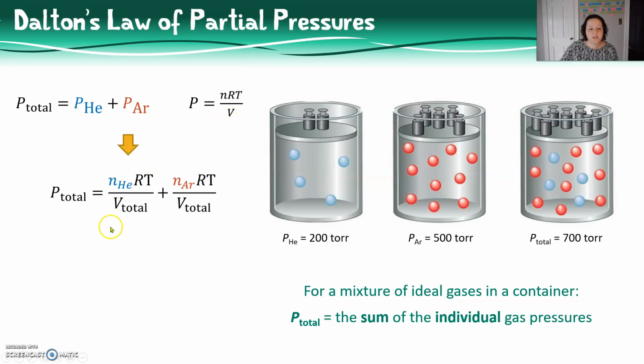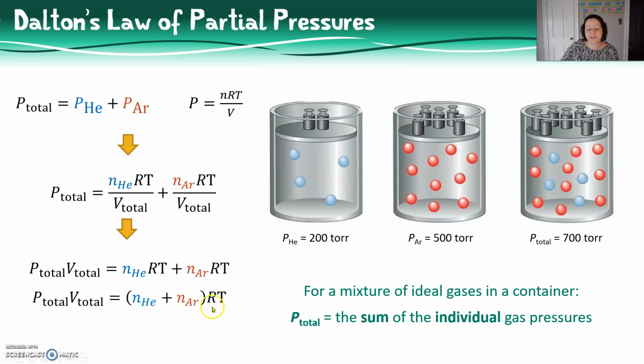So we can substitute the ideal gas law for each of the partial pressures. But in the mixture, the only difference between these two expressions is the number of moles of gas, because the temperature and the volume of the two gases is the same. So we can simplify the equation based on algebra rules by factoring out that total volume on the bottom and moving it to the left side of the equation.